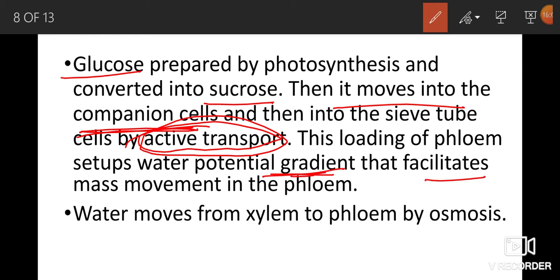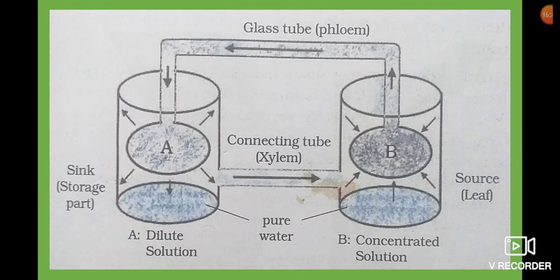So that facilitates mass movement, bulk movement, in the phloem. Water moves from xylem to phloem by osmosis. In osmosis, the plasma membrane is involved. So this is the Munch mass flow hypothesis.